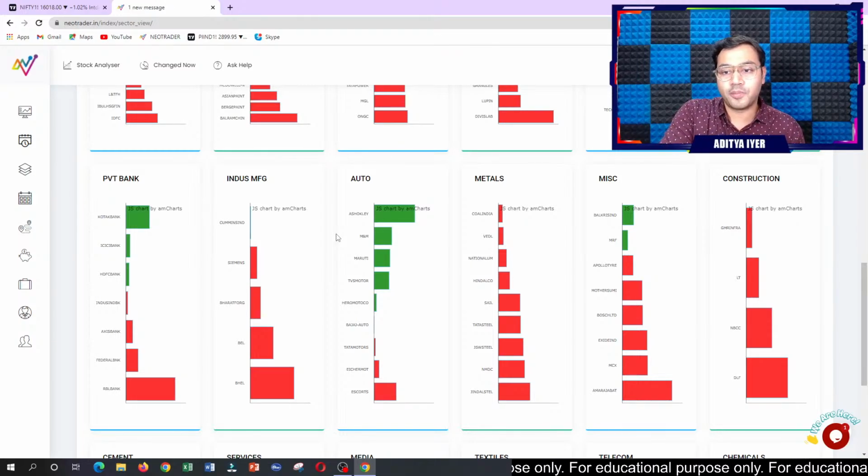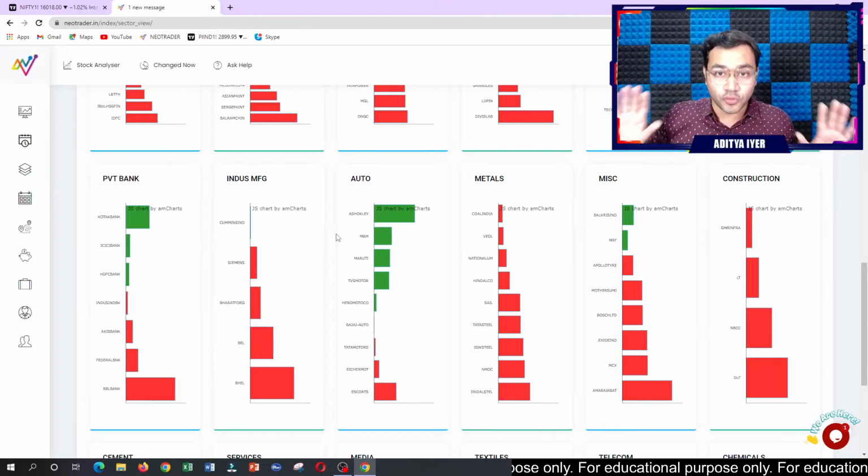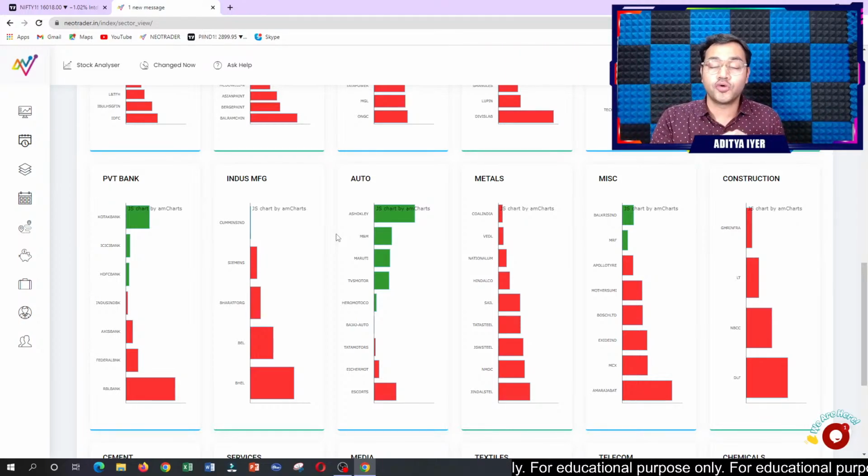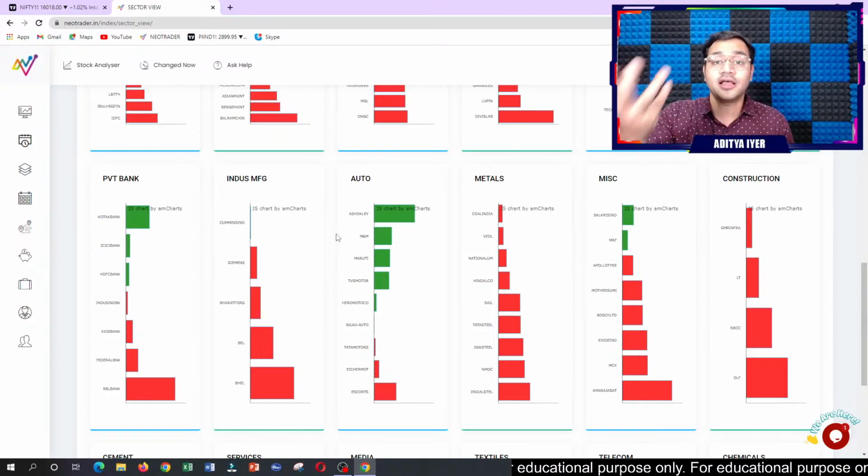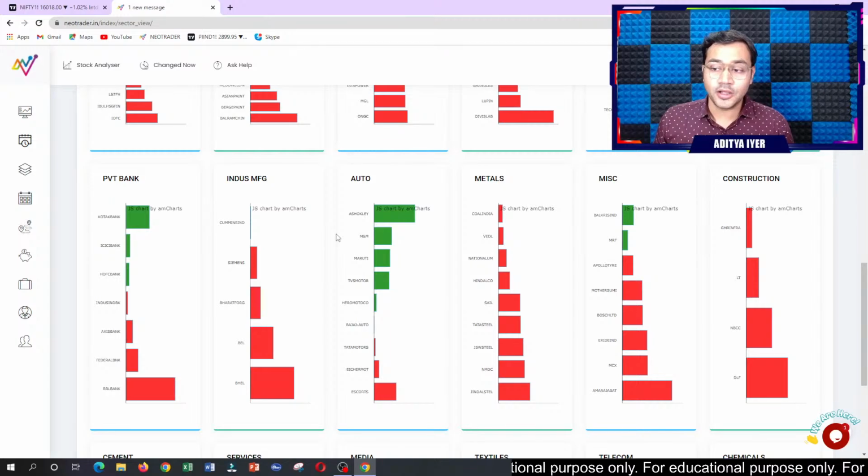Now, I know many of you would have heard of Ichimoku, or you're already using Ichimoku. But even if you don't know what Ichimoku is, I'm going to show you how you can do that very easily using NeoTrader. And whatever stocks and whatever analysis will come out of that, you're directly going to get the names of those stocks. All right. So please keep a pen and paper handy to sort of note down all of these names.